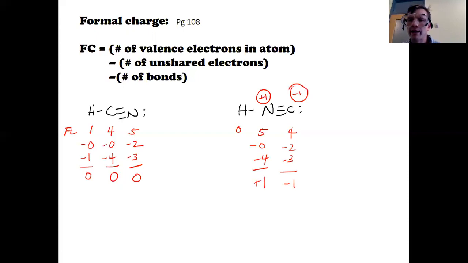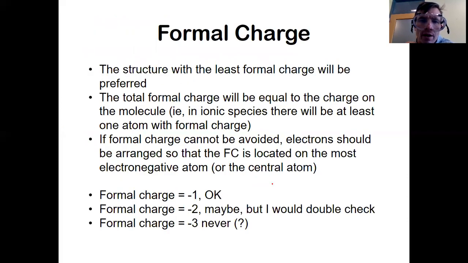So we have now calculated formal charge in our atoms. And once we've done that, we can evaluate which molecule is right. Here's how you do that. The structure with the least formal charge will be preferred. And by least formal charge, I mean the least number of instances of it.